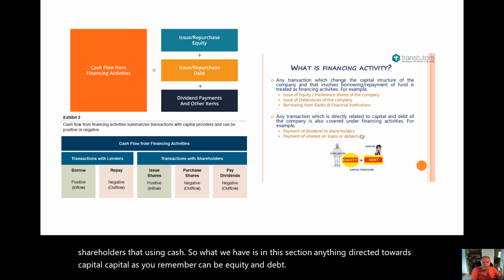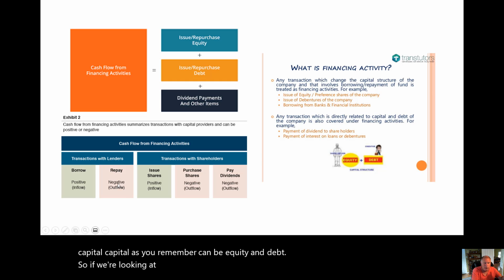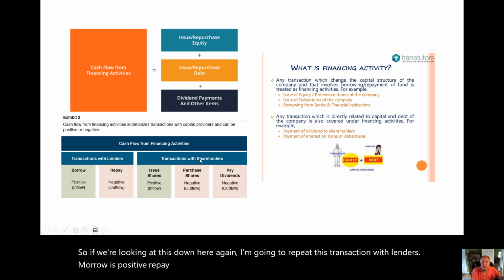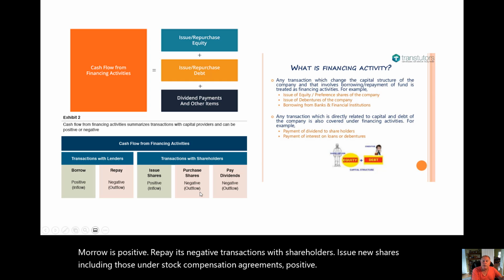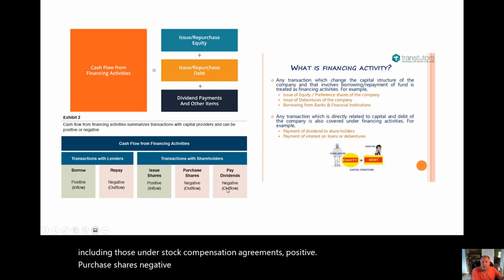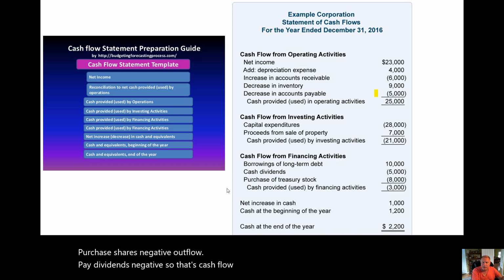Okay? So if we're looking at this down here, again, I'm going to repeat this. Transactions with lenders: borrow is positive, repay is negative. Transactions with shareholders: issue new shares, including those under stock compensation agreements, is positive. Purchase shares, negative outflow. Pay dividends, negative. So that's cash flow from financing activities.